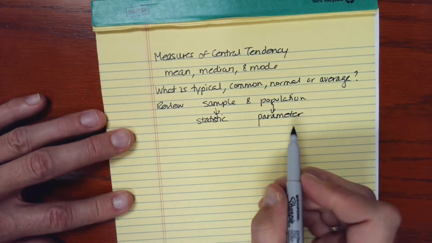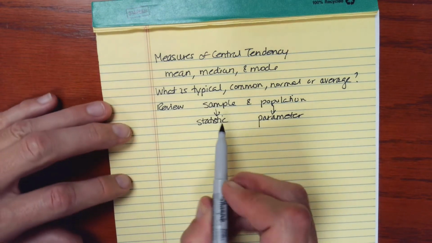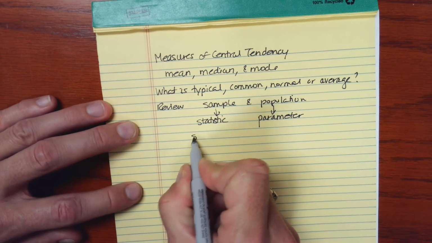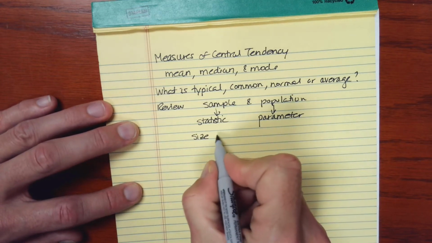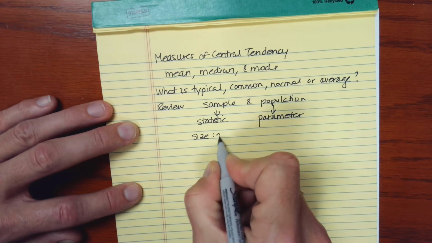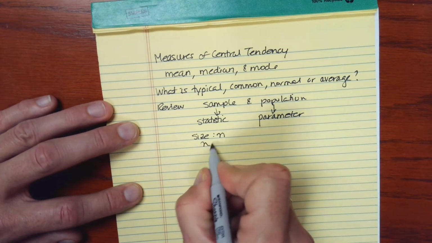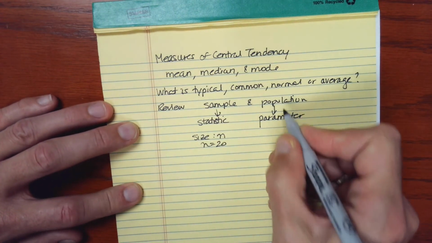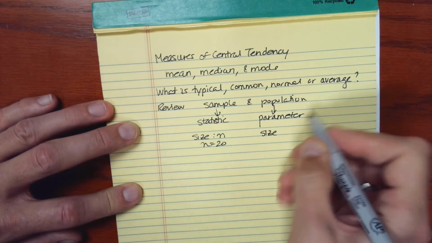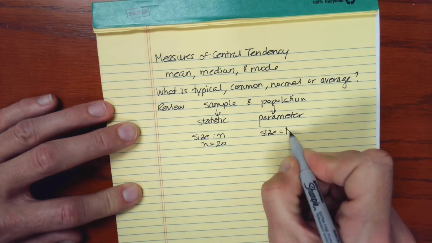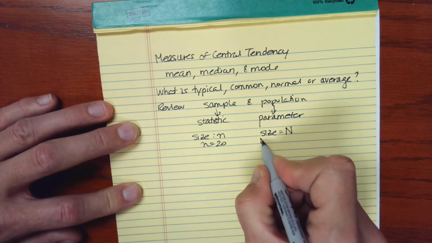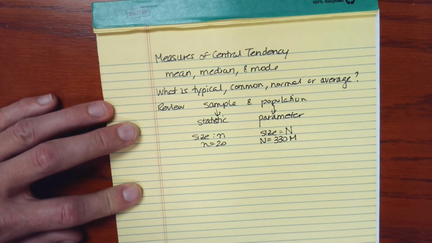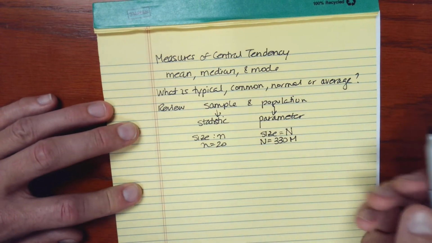And we often use a different symbol to distinguish between a statistic and a parameter. For instance, if we're talking about the size of a sample, we might use the letter n. So for instance, I could say n equals 20 means that the sample size is 20. Whereas for a population, if I know the size of the population, I would use a capital N, and I might say N equals 330 million, if I were referring to the population maybe of the United States.